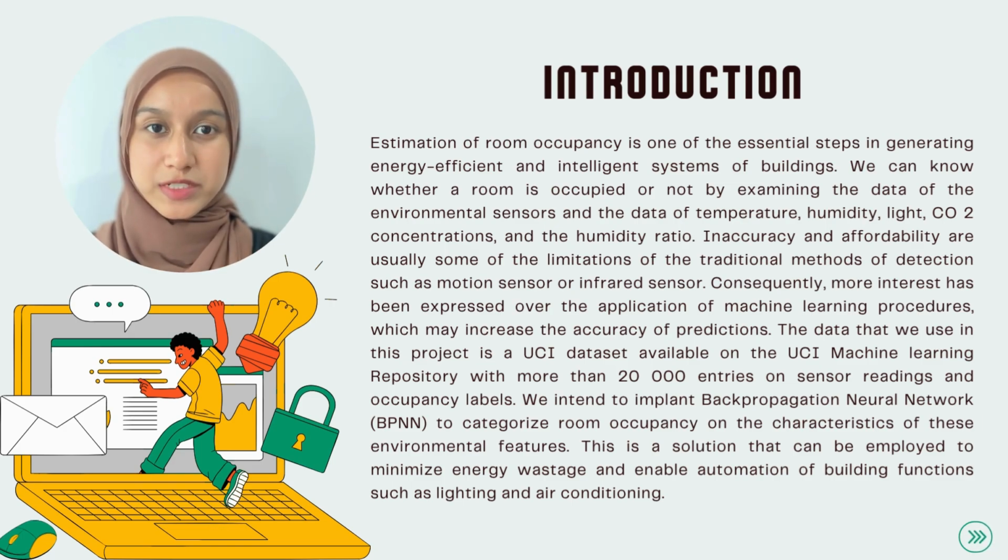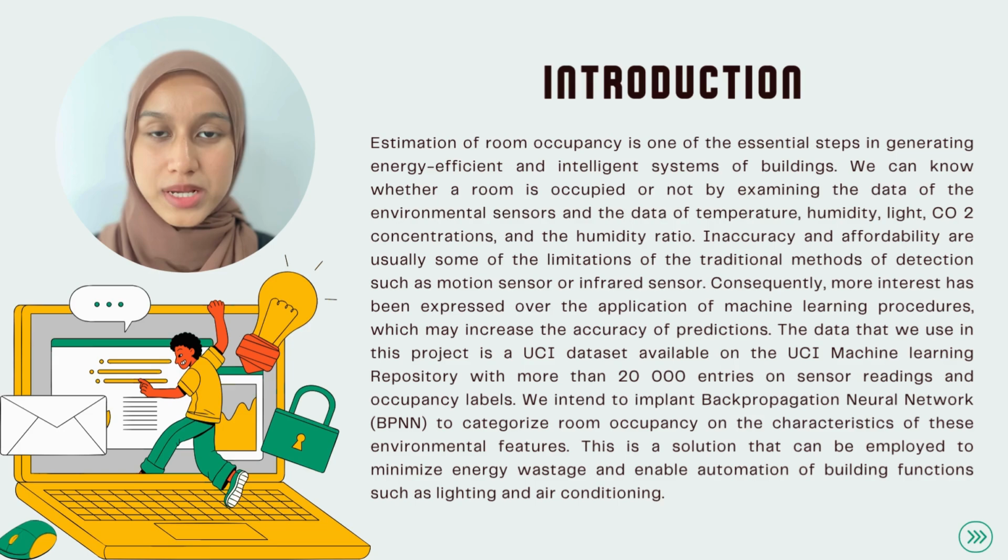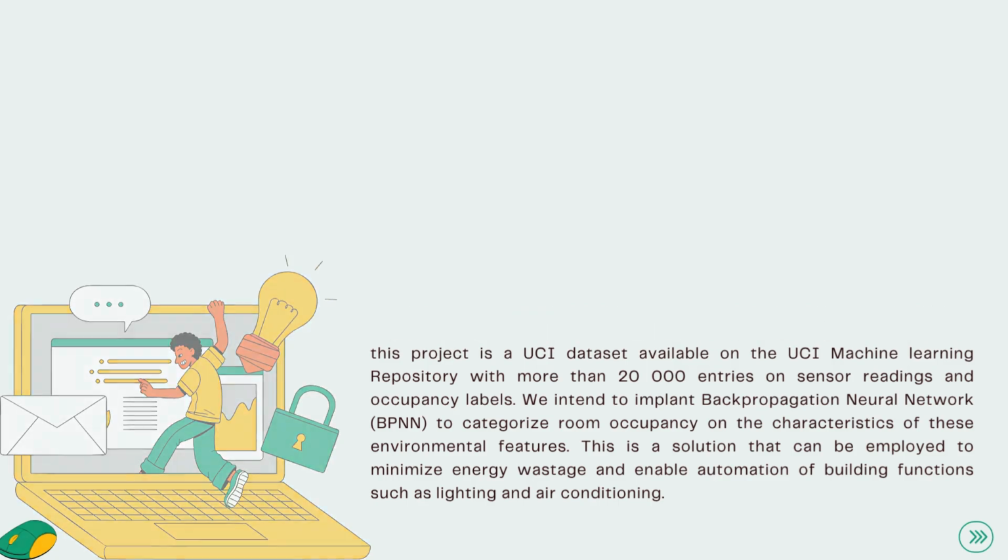Our data comes from the UCI machine learning repository with over 20,000 entries of sensor readings, including temperature, humidity, light, CO2 levels, and humidity ratio. We apply a backpropagation neural network (BPNN) to classify whether a room is occupied based on these features. This approach can help reduce energy waste and support smarter, automated building systems.